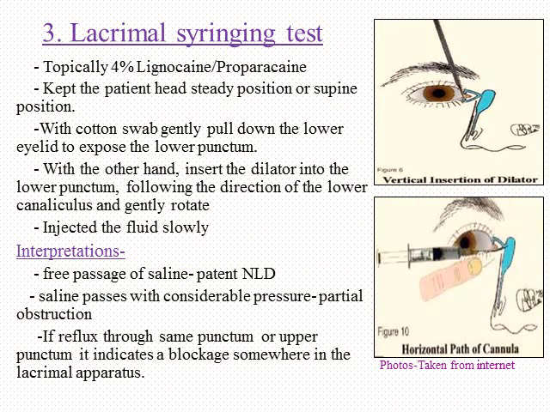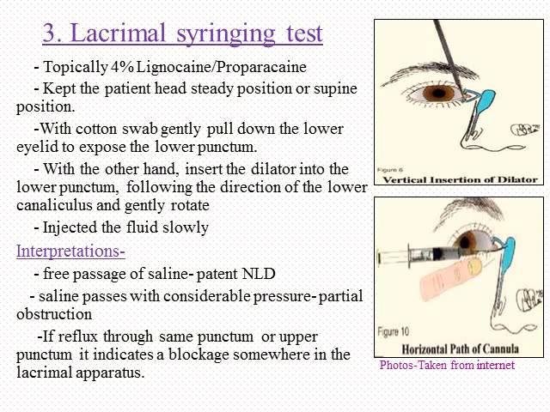Lacrimal syringing test. It is performed after topical anesthesia with 4% lignocaine or proparacaine. The patient is kept in a head steady position or supine position, and with a cotton swab the lower eyelid is gently pulled down to expose the lower punctum. With the other hand, the dilator is inserted into the lower punctum following the direction of the lower canaliculus and rotated gently. Dilatation facilitates the insertion of the cannula.